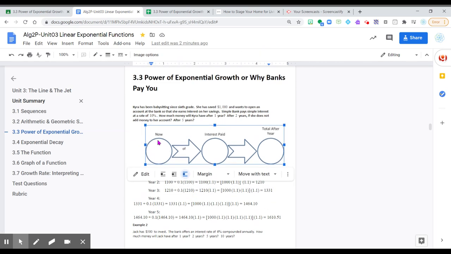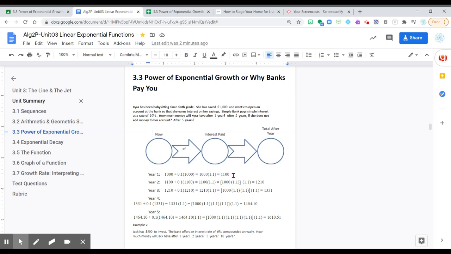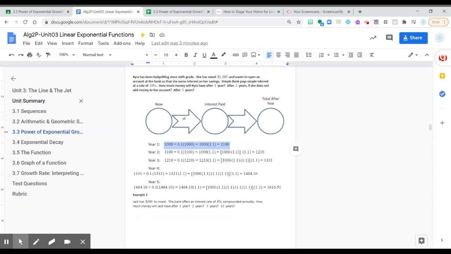Right now, Kyra has $1,000. At the end of the year, the bank will pay her interest, or 10% of $1,000, or $100. That means at the end of next year, she'll have 1,000 plus 100, or 1,100, just like it's written here: 1,000 plus 10% of 1,000, or you can do it algebraically, factoring out 1,000, which says 1 plus 10%, or $1,100. So just by letting her money sit for a year, she gets a free $100, which is not too bad. Let's see what happens if you do that over the course of, let's say, 5 years.